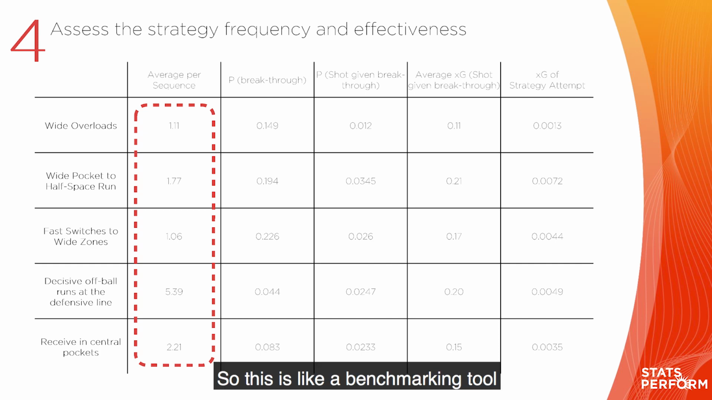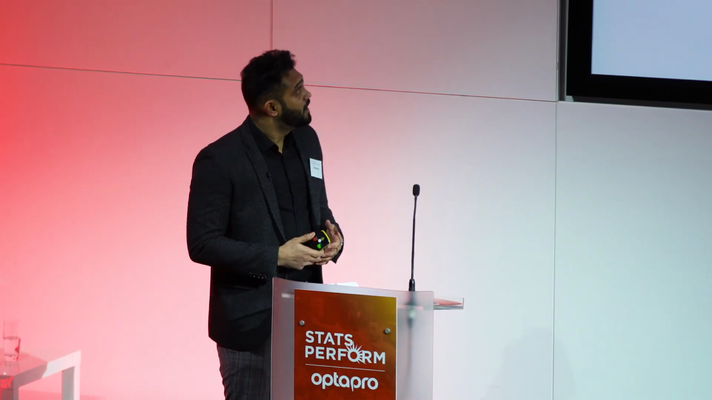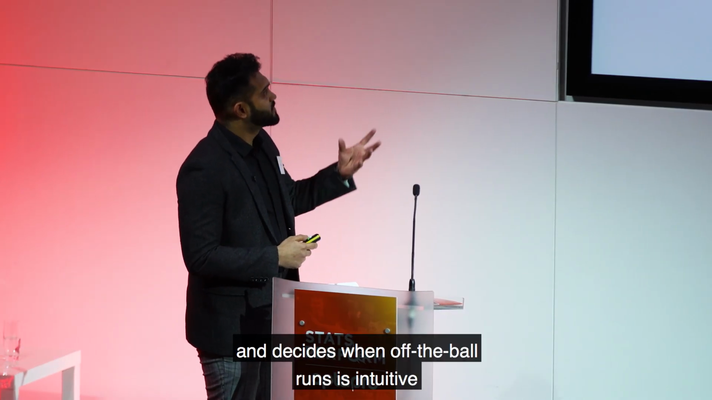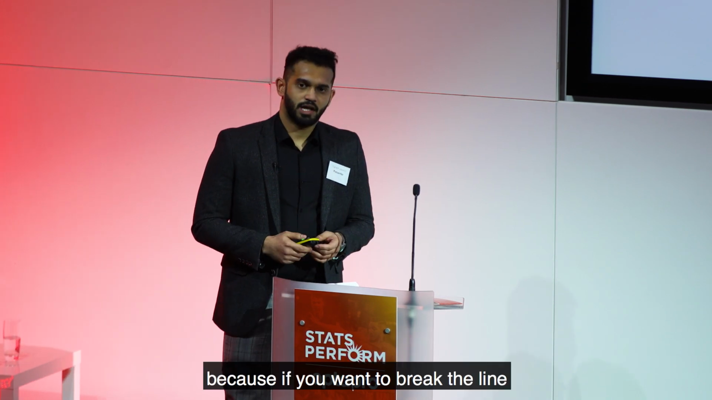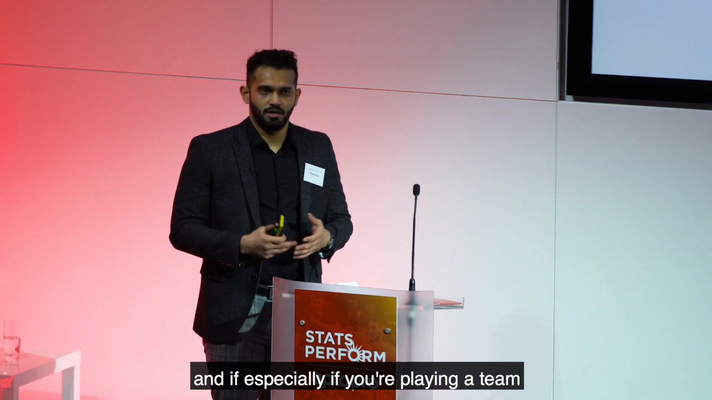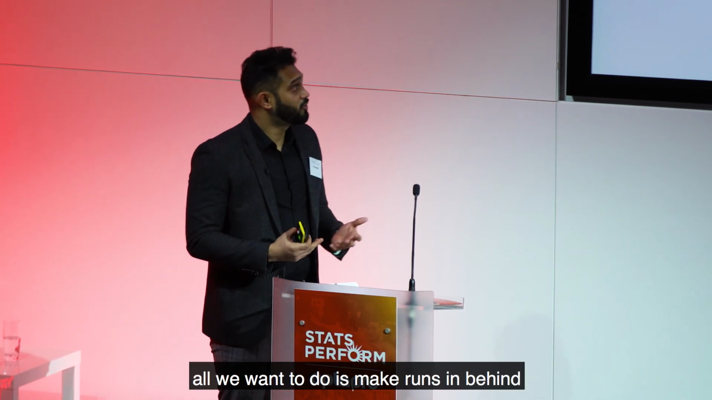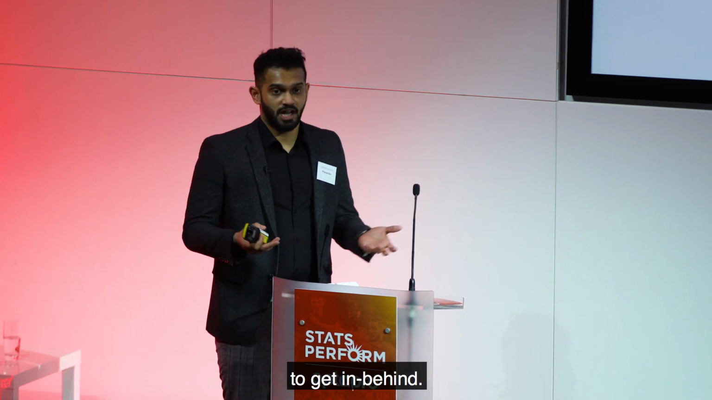This is like a benchmarking tool, right, to see how many times we actually use the strategy. And decisive off-the-ball runs is intuitive because if we want to break the line, especially if we are playing a team that basically sits deep in its own half, what we want to do is make runs in behind to get in behind, right?